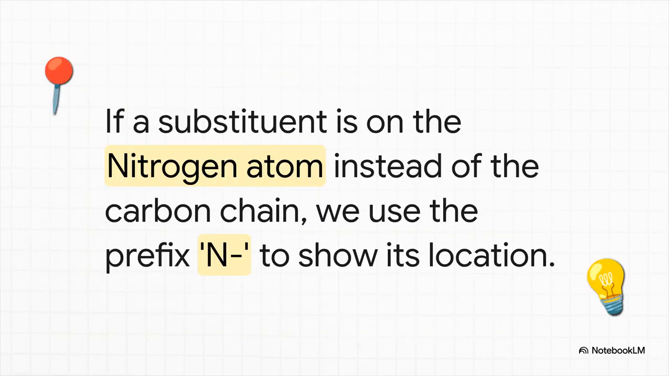And here is the special rule. When a substituent, like a methyl group, is hanging off the nitrogen atom instead of the carbon chain, we can't use a number, right, because the nitrogen isn't part of the numbered chain, so instead, we use the prefix N-. So if you have a methyl group on the nitrogen of a butanamide, you wouldn't call it 1-methyl something, you'd call it N-methylbutanamide. It's a really simple, clever way to tell everyone exactly where that group is.